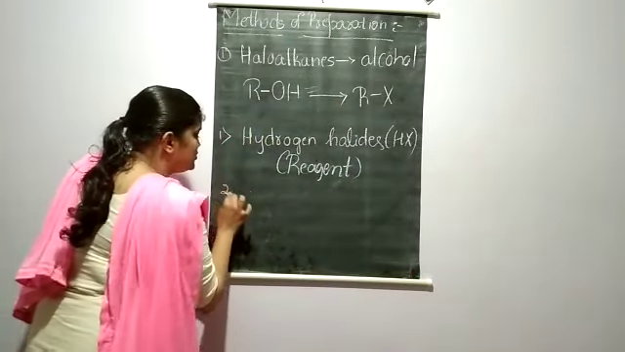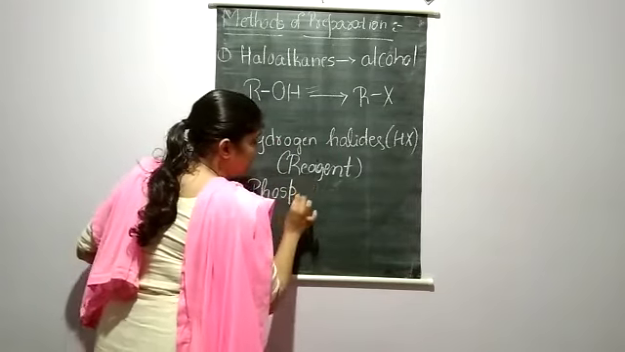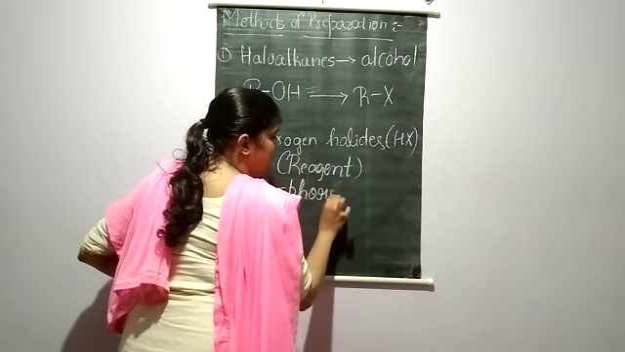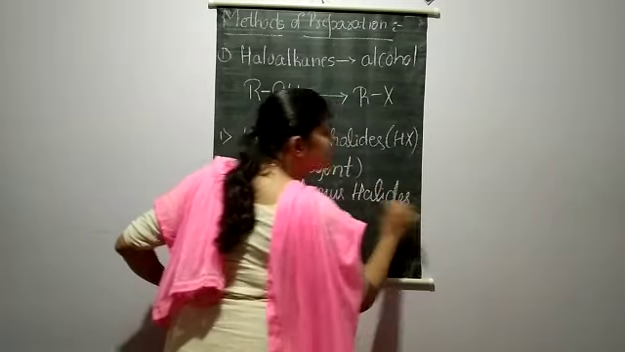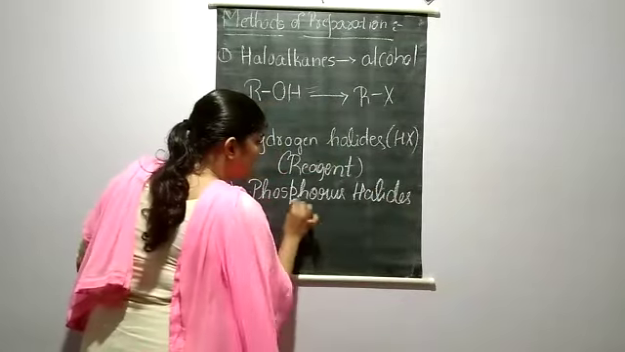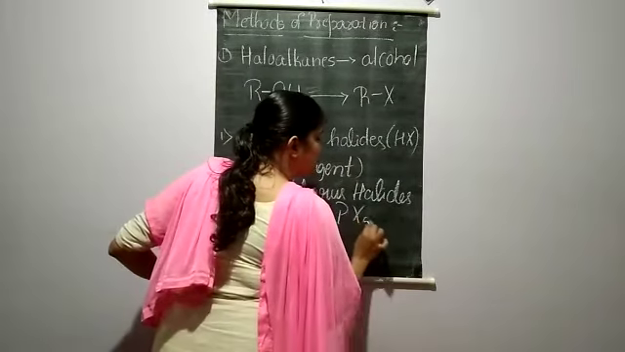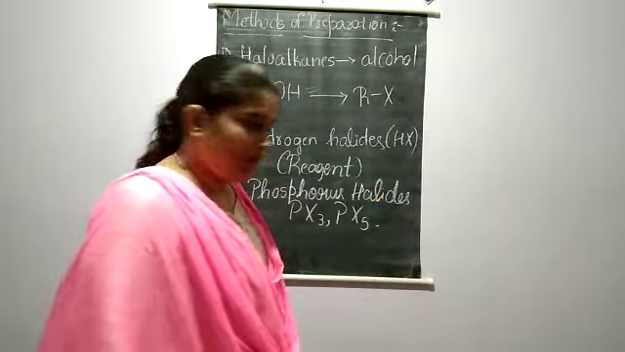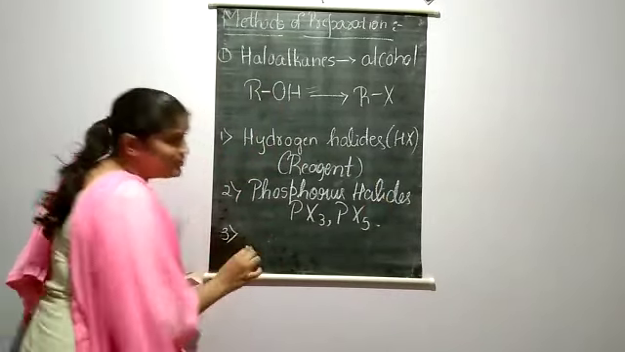The second one is using phosphorus halides. Now here in your phosphorus halides, it is of two types, students. One is phosphorus trichloride, one more is phosphorus pentahalide, I'm sorry.